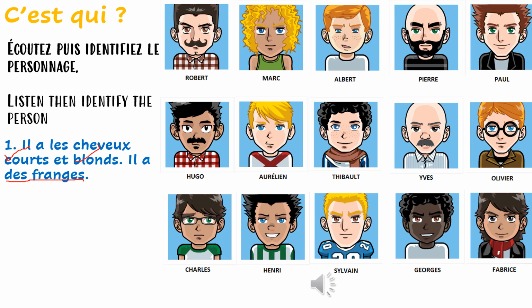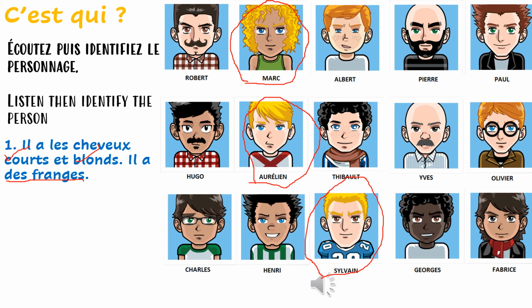Okay, let me show you which guys have les cheveux courts et blonds. He has short blonde hair. Okay, so Mark has blonde hair, but those ain't short. And then you have Aurélien. He has short blonde hair. And then you have Sylvain. He too has short blonde hair. So we have three guys here.